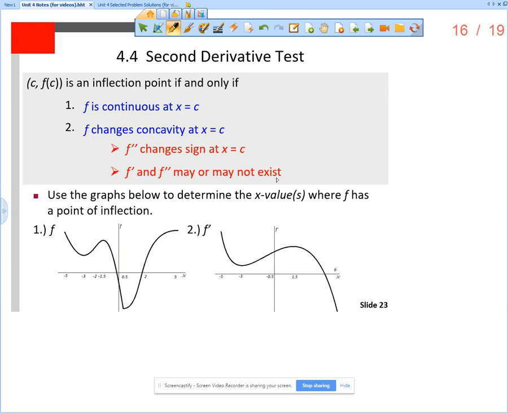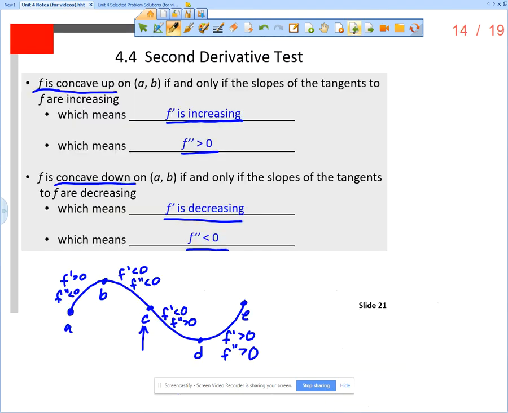So remember, f prime could be undefined, f double prime could be undefined, and as long as f is continuous, which means f is defined, then we can say that there is a point of inflection at (c, f(c)). All right, so inflection point, that is the new thing. So now, if you remember back, a couple slides ago, I said c was a special point on slide 21. So the special point we now know is called an inflection point because that is where the concavity of the graph of f changes.